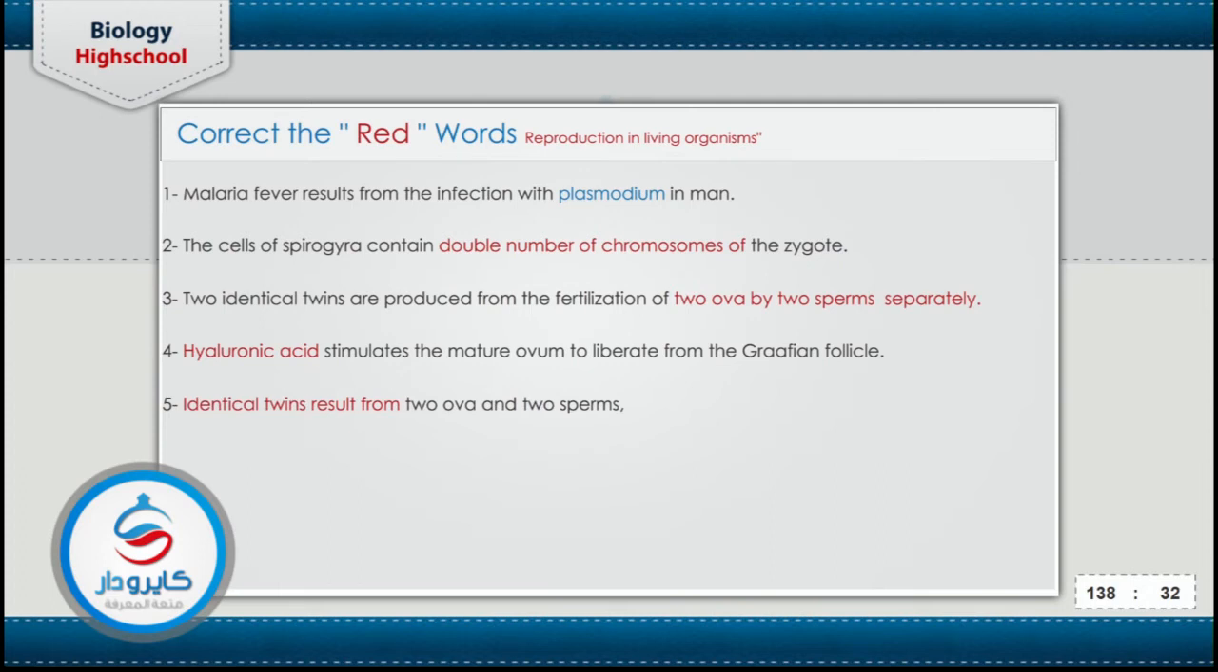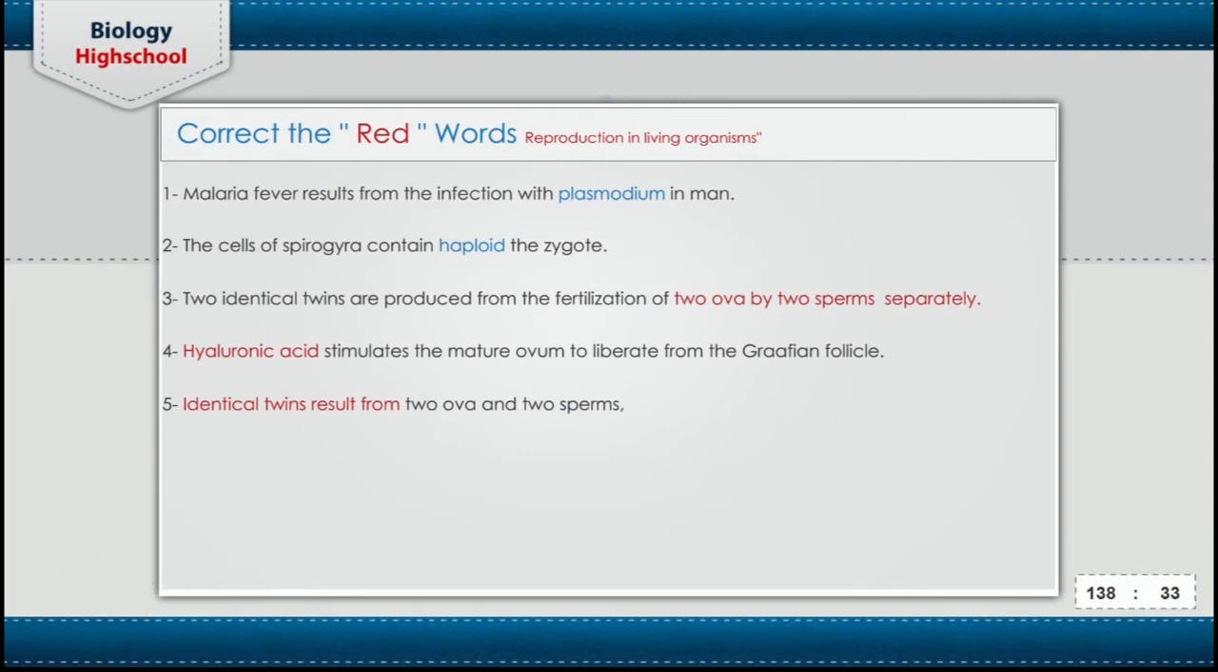The next is: the cells of the Spirogyra containing double the number of chromosomes of the zygote. We said earlier that the cells of Spirogyra are 1n. The zygote is 2n. So these cells must contain half the number of chromosomes of the zygote, or haploid. The third point: two identical twins are produced from the fertilization of two ova by two sperms.